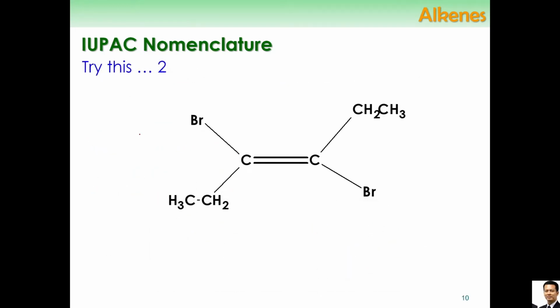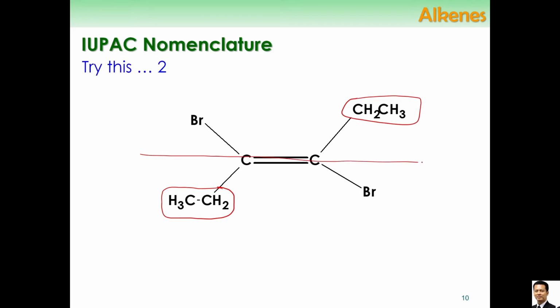So let's see an example for this one. So we can see that this is two carbon atoms, ethyl. This is also ethyl on the opposite side. You put a line here, and Br also on the opposite side. Opposite side. So based on this, the naming is still the same.